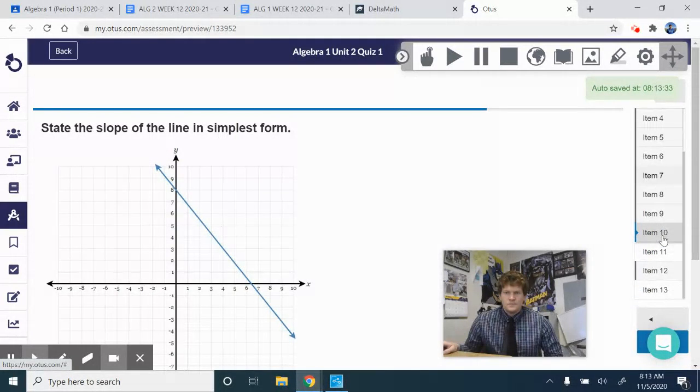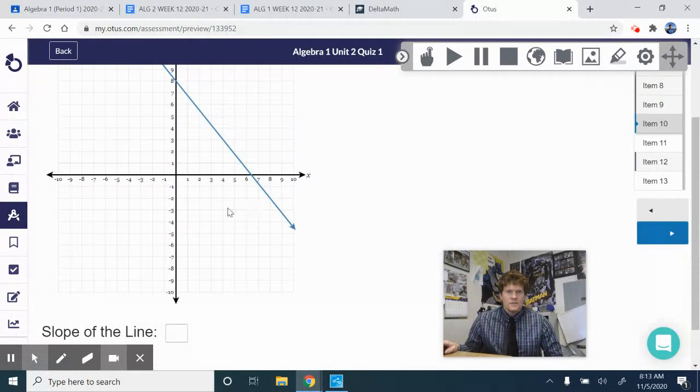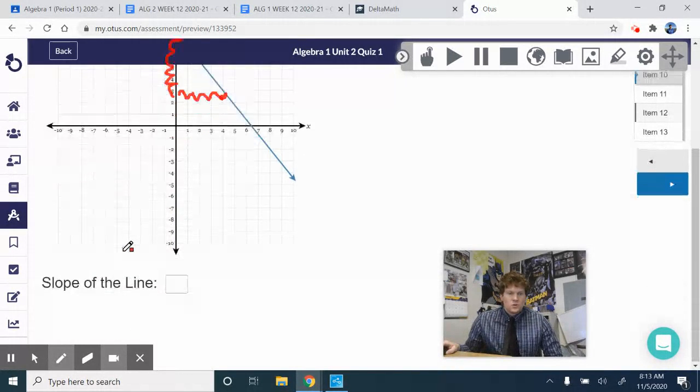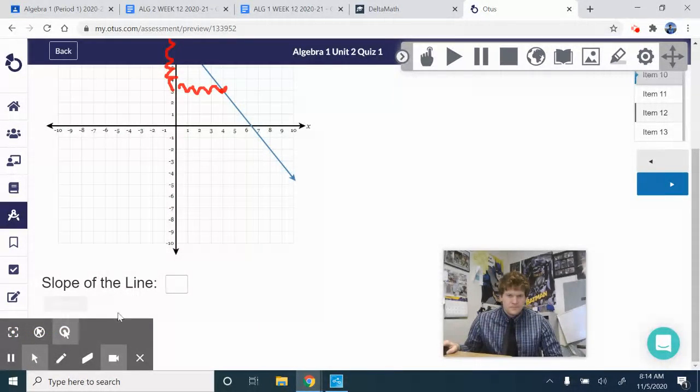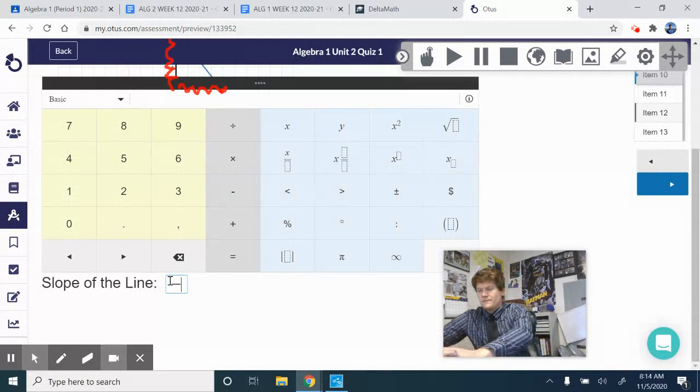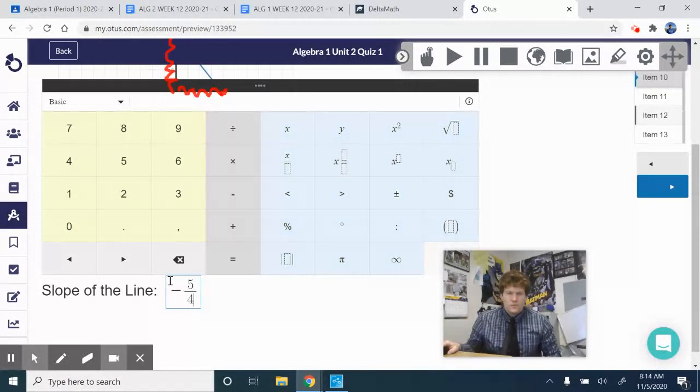Number 10 here, looking at the graph, we need to count our rise and our run. So click clean points. There's a clean point here at 8. Let's see, there's another one here at 4, 3. And then you're counting how many spaces you went down. 1, 2, 3, 4, 5. How many spaces you went over? 1, 2, 3, 4. So slope of the line here, we should say negative 5 over 4.